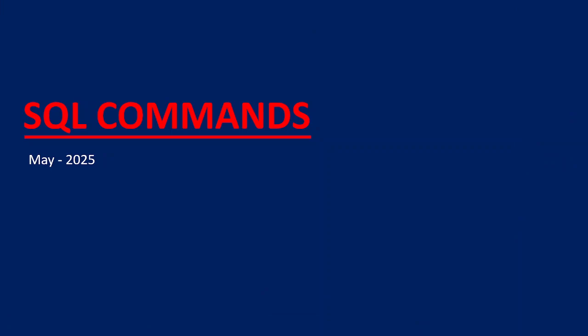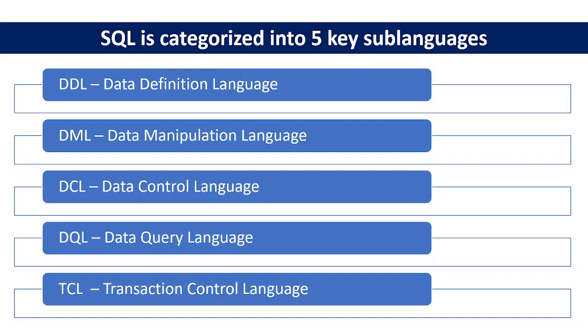Hello everyone. Today we will go over something very important in SQL, that is the types of SQL command. These are basically different categories of instructions we use to interact with a database. Let's break them down into five main types. Here we can see these five types as DDL, DML, DCL, DQL, and TCL. We'll go one by one and discuss all of them.